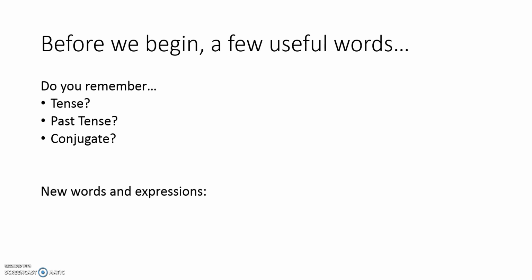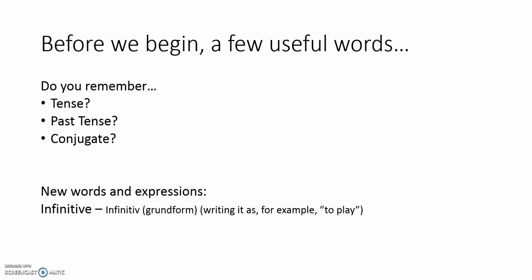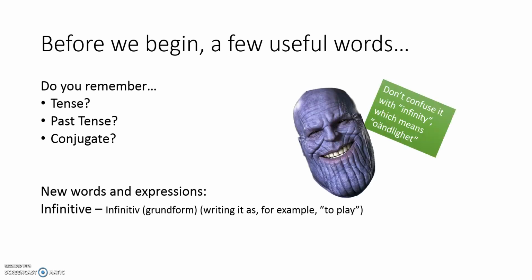There are also a few new words and expressions for you to learn. Infinitive, what we call grundform in Swedish, we write it as to play, for example. Also, you shouldn't confuse it with infinity, which means oändlighet. Then there's auxiliary verb. In Swedish, we call it hjälpverb. It's a verb that sort of helps out the main verb in the sentence. The three most common ones are do, have, and be.